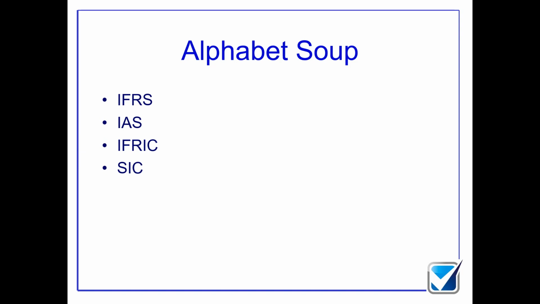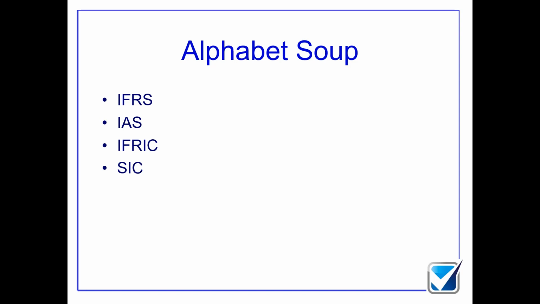What we then have is IFRIC and SIC. IFRIC stands for International Financial Reporting Interpretations Committee. IFRIC will interpret IFRSs and give us as accountants a better understanding of what the standard is trying to do and how it's trying to do it so that we can then apply it better. They sometimes give large numbers of examples of how to use standards in very specific situations, which is really cool.